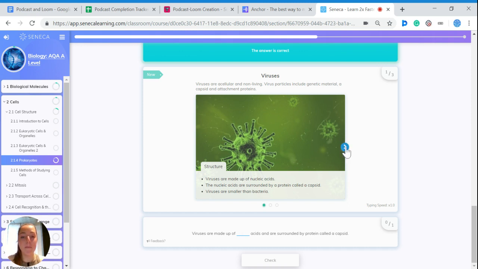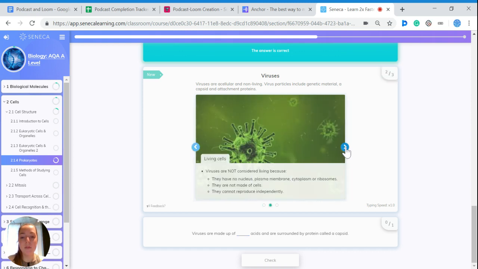Viruses are smaller than bacteria. So viruses are not actually living cells. So why don't we consider them to be living? Viruses don't have a nucleus, they don't have a plasma membrane, cytoplasm, or ribosomes, and they are not made of cells, and they cannot reproduce independently. So because of all those things, we say that they're non-living.